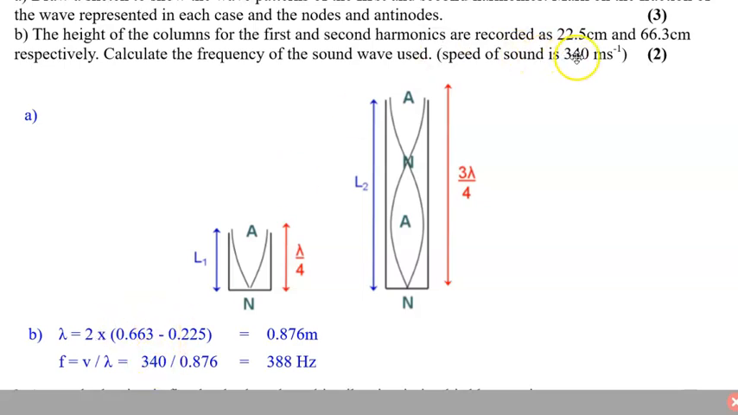We're told the speed of sound is 340, so V equals F times lambda. Make F the subject. We have 340 over your previous answer, and we get an answer of 388.